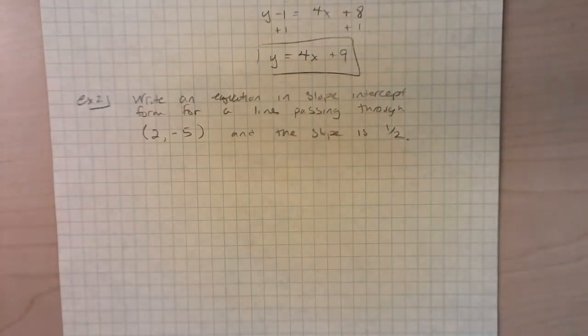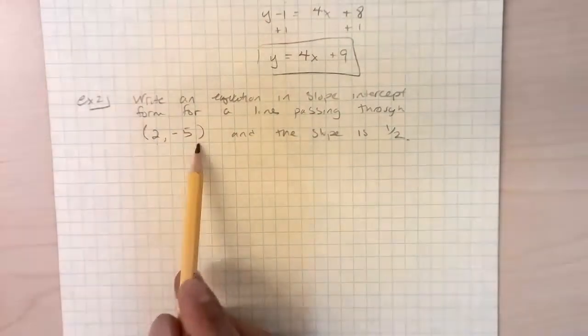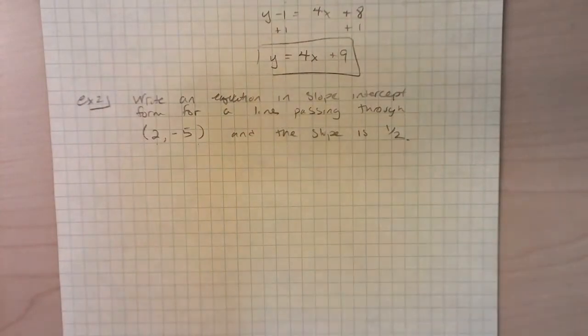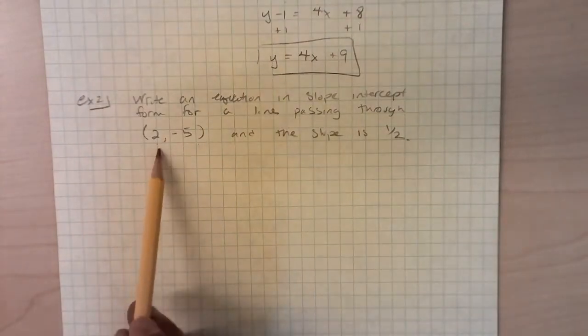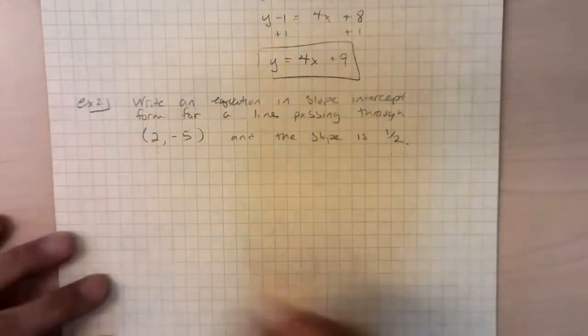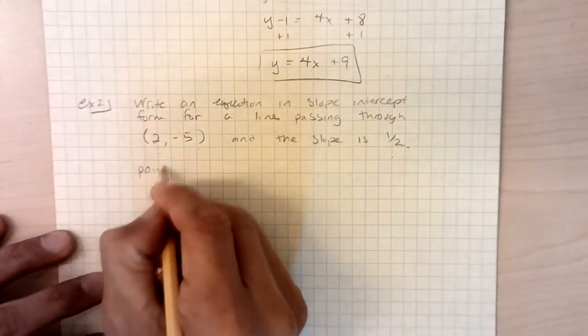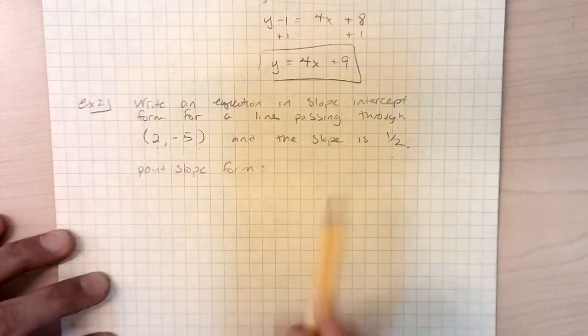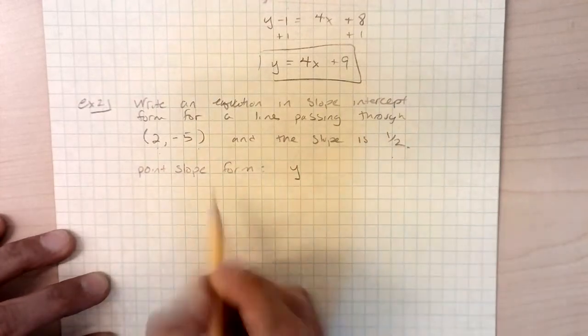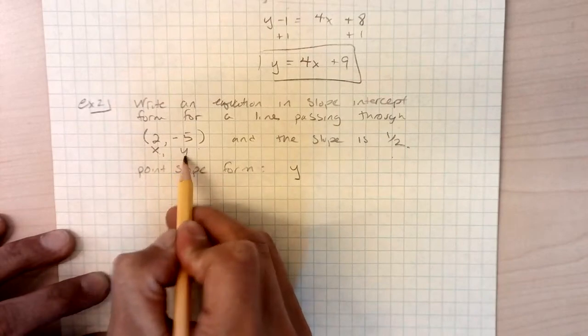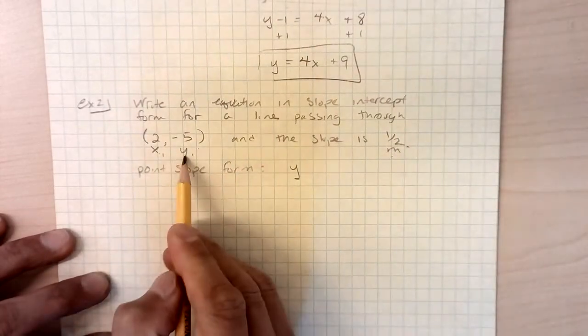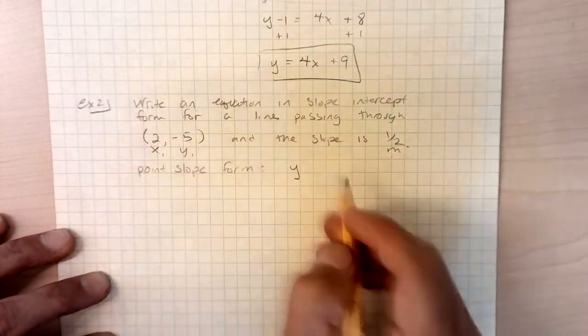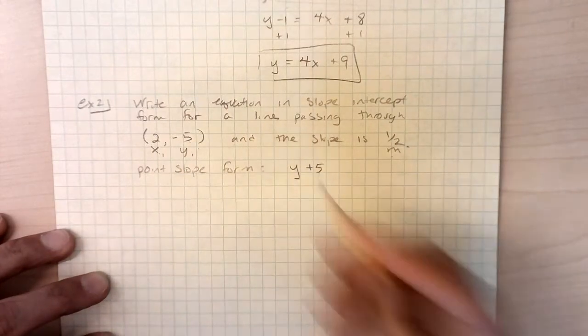Okay, so for my next example, I basically want to do the same thing. I want to write an equation in slope-intercept form that passes through the point 2, negative 5, and then the slope is 1/2. So since we're given a point and the slope, it's probably easier to write the equation first in point-slope form. So point-slope form is y minus y sub 1. I'm going to label this x sub 1, y sub 1, and then this is m. So y minus y sub 1 would be y minus negative 5. That's the same as y plus 5.